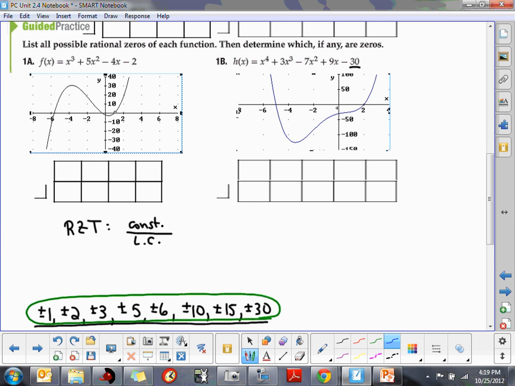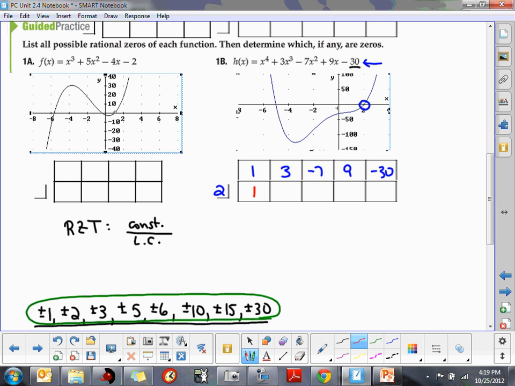I can see that our graph from our graphing calculator says it should be crossing at 2. So I'm going to try 2 as a zero of the function in our polynomial, which if we take out its constants are 1, 3, negative 7, 9, negative 30. And I'm going to test and see if 2 goes into it evenly. So we're going to use our synthetic division.